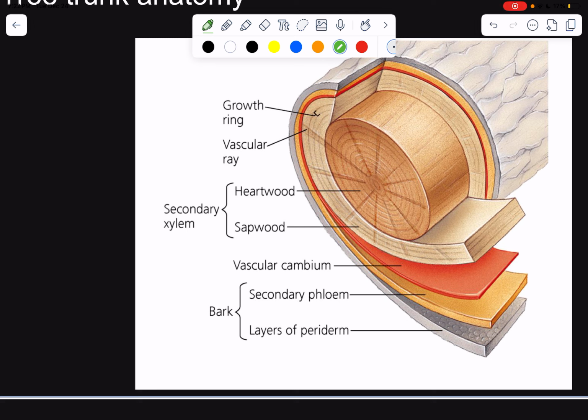As a tree ages, the older layers of secondary xylem that we discussed earlier no longer transport water and minerals, a solution called xylem sap. These layers are called heartwood. And the newer outer layers are referred to as sapwood because they're able to transport sap.